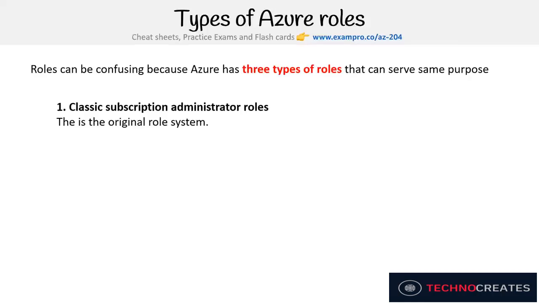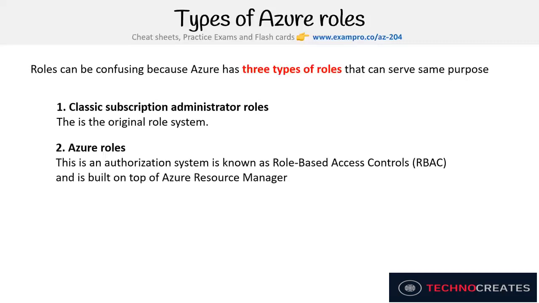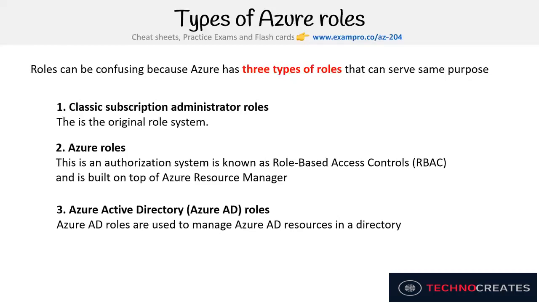The first one is Classic Subscription Administrative roles. This is the original role system. Now, it's not something you're going to be really using, but you should know about it because it still does exist. Then you have Azure Roles. This is the authorization system known as Role-Based Access Control, or RBAC, and it's built on top of Azure Resource Manager. And then thirdly, we have Azure Active Directory roles, also known as Azure AD roles. These Azure AD roles are used to manage Azure AD resources in a directory. So let's jump into it.